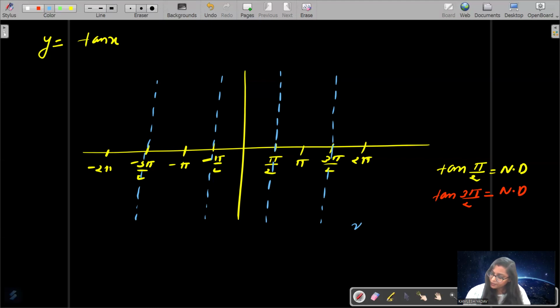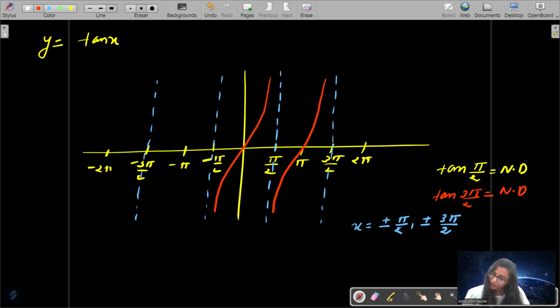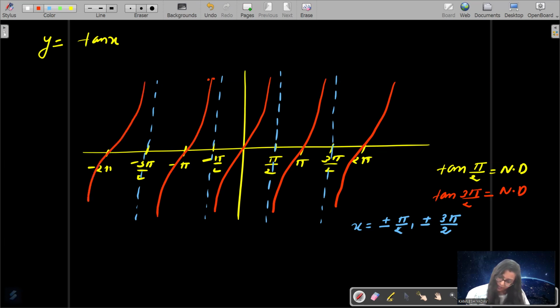So here what we see, when x equals plus minus pi by 2 and plus minus 3 pi by 2, tan x is not defined. Now our curve, which is drawn like this, meets at 0, then tan pi which is 0, then similarly tan 2 pi again which is 0, then on the negative x-axis, minus pi, then the curve meets at minus 2 pi. So according to this graph, what is the domain and range?